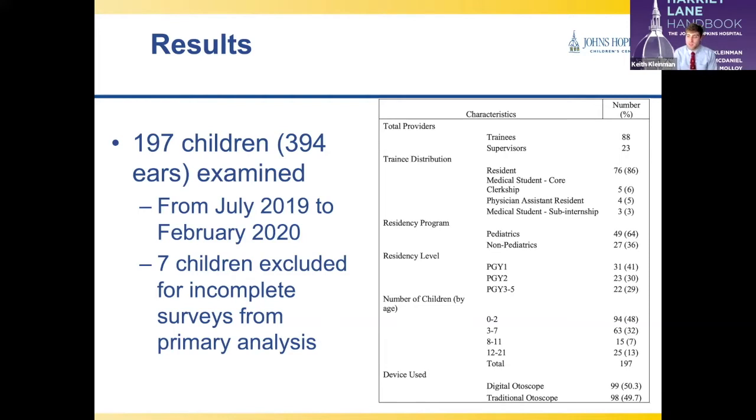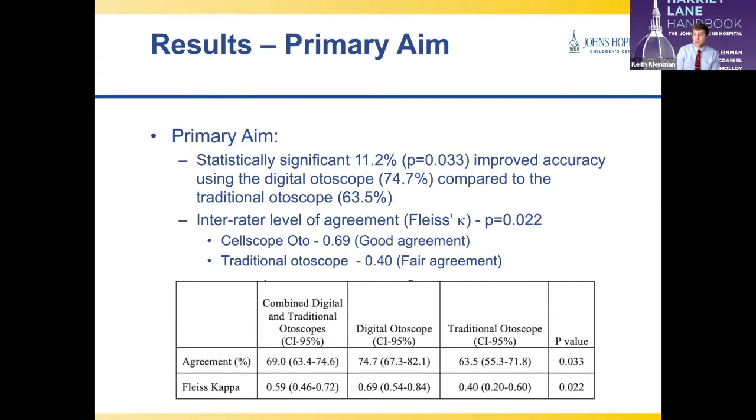We had a very even distribution of PGY year, and the distribution of age of children really makes sense based on the age of children that you would typically be looking in the ears of anyway. And then we had a good randomization between the devices, with 98 and 99 total samples. So our outcomes are here, and this is our primary outcome. What we showed was there was an 11.2% increase in accuracy between the digital and traditional otoscope. So just using the digital otoscope took you from about 64% of the time agreeing with the attending to 75% of the time agreeing with the attending.